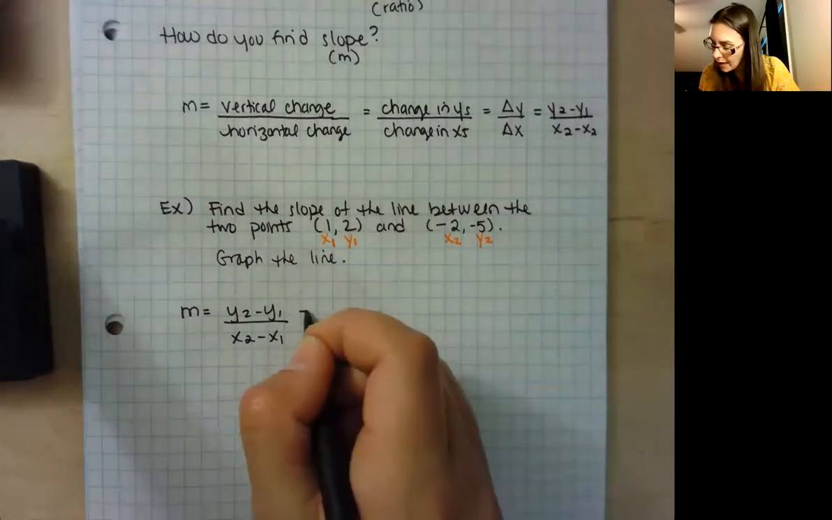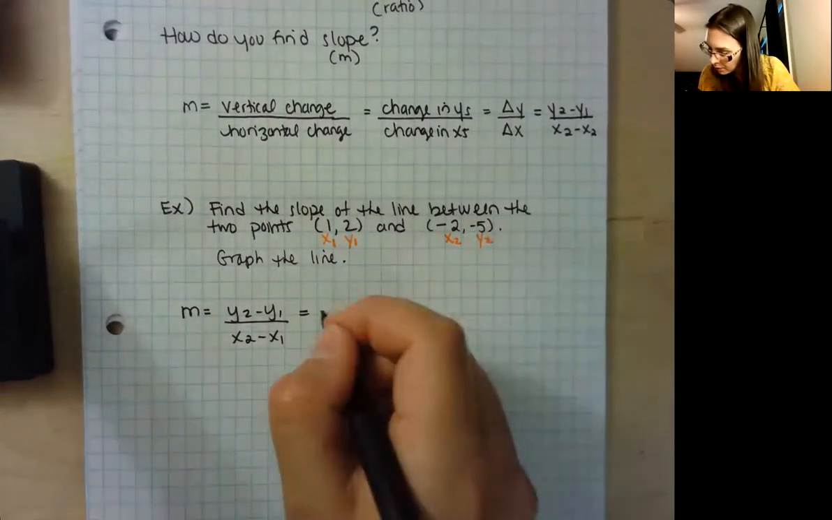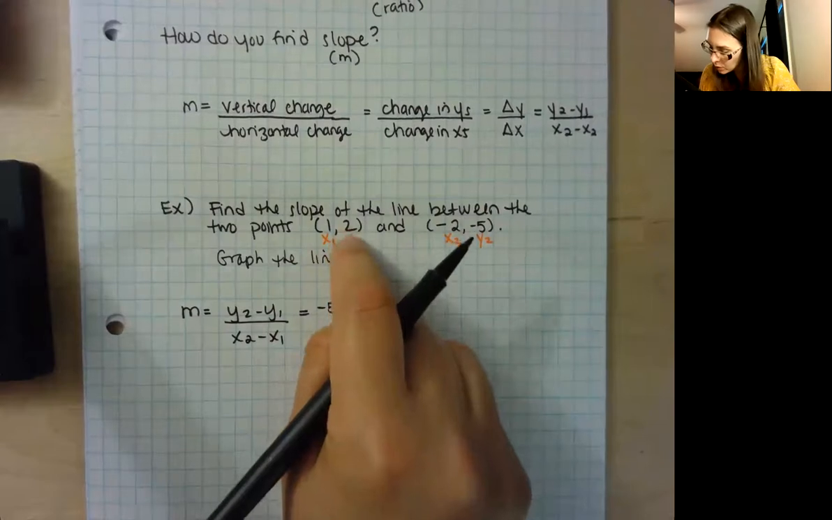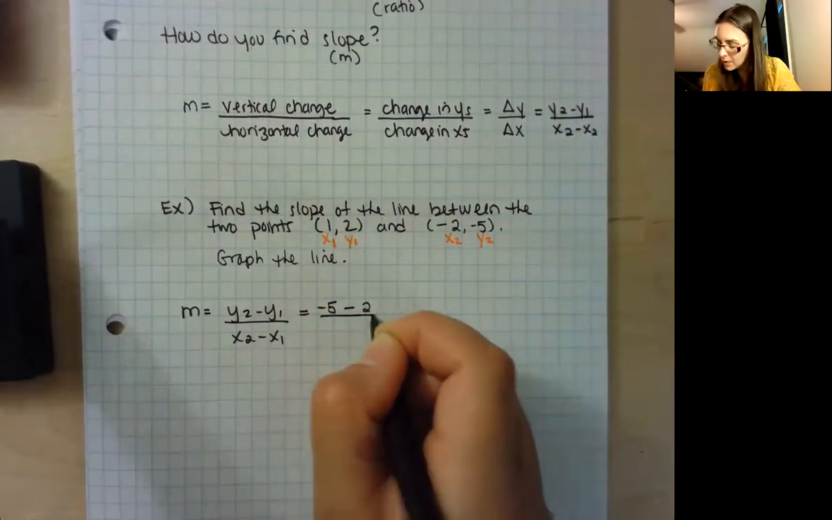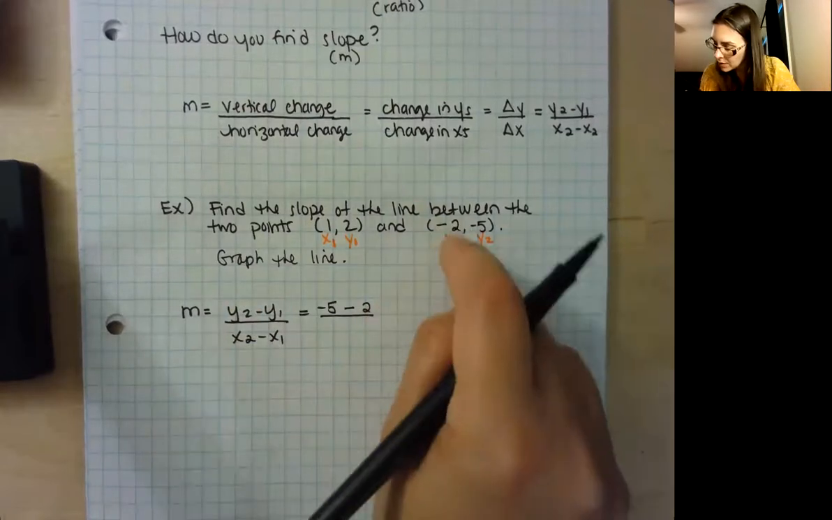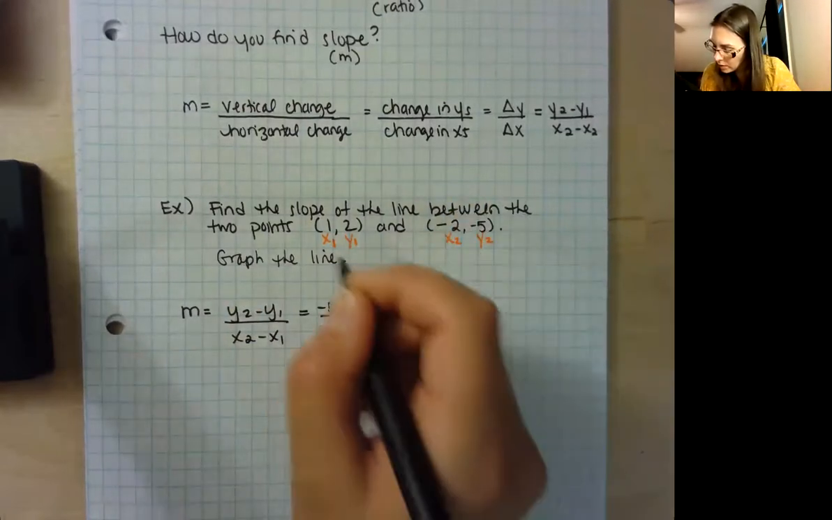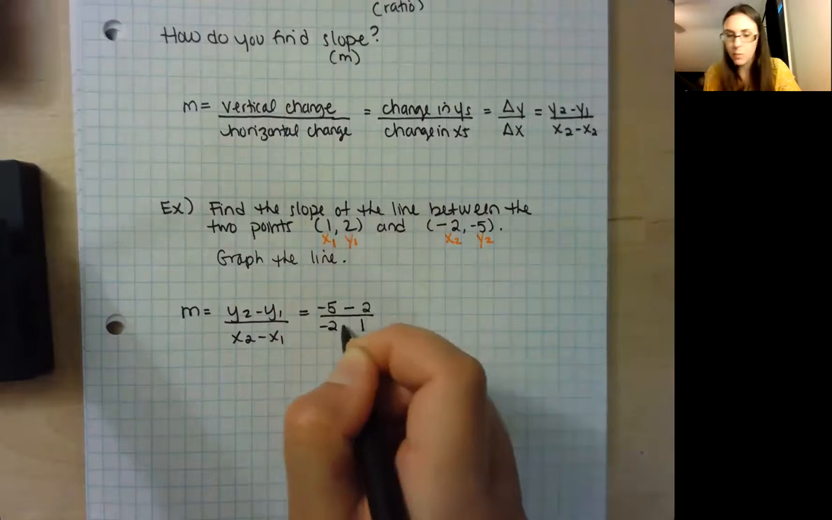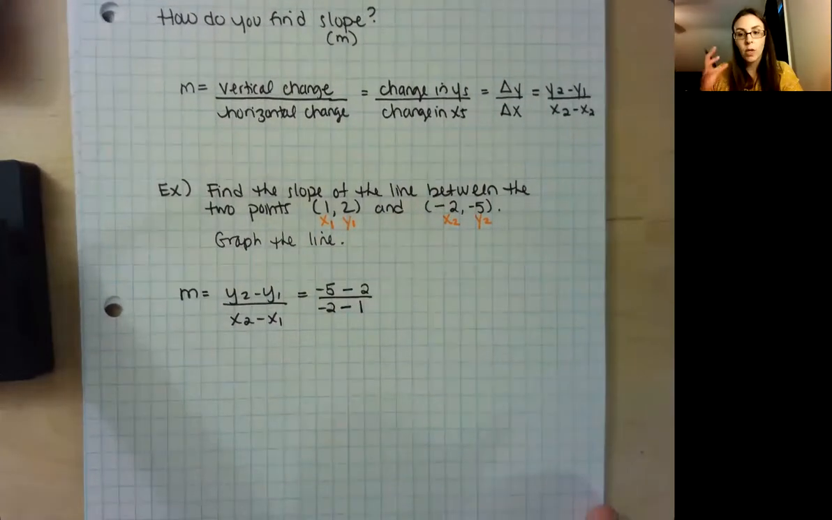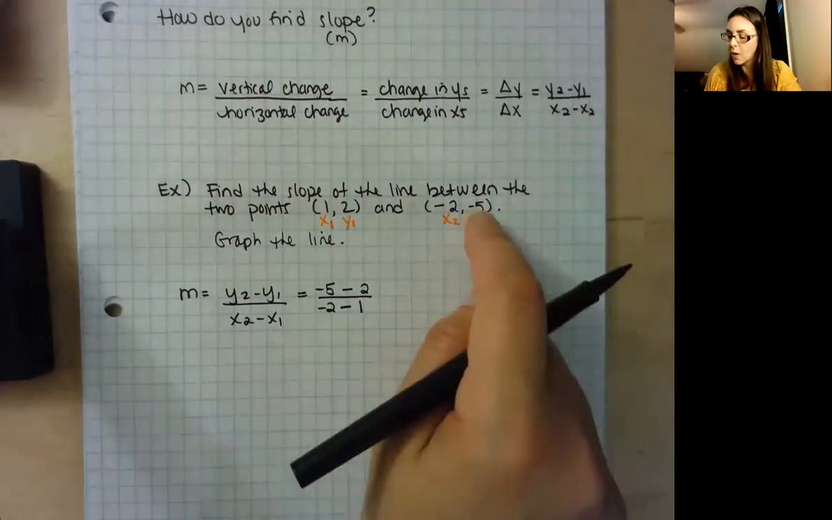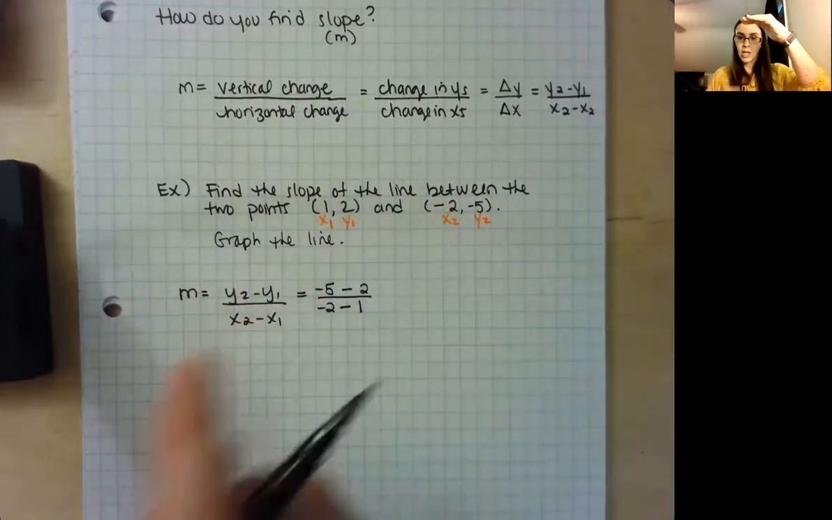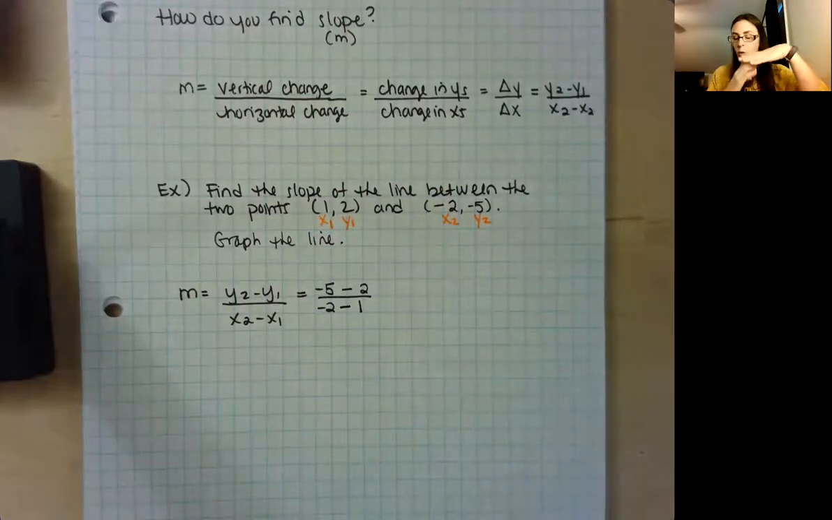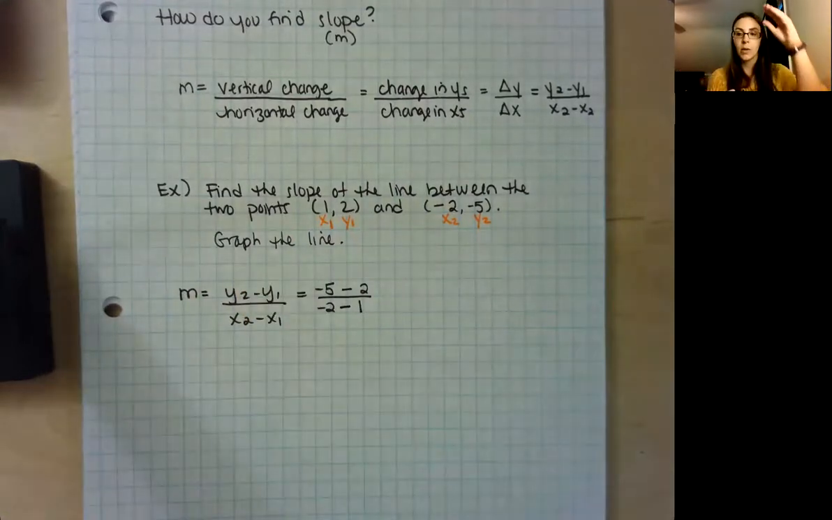So here, my y2 value is -5, and my y1 value is 2. And be careful, there is a subtraction sign in between. And I do the same thing for the x's. My x2 value is -2. My x1 value is 1, and be careful, there's always a subtraction sign in between. So what you're doing here is you're subtracting the y's and you're subtracting the x's. And for slope, we always look at the vertical change over the horizontal. If you mix up the order and you put the x's on top, it's going to be wrong. So it's always the vertical to the horizontal ratio.